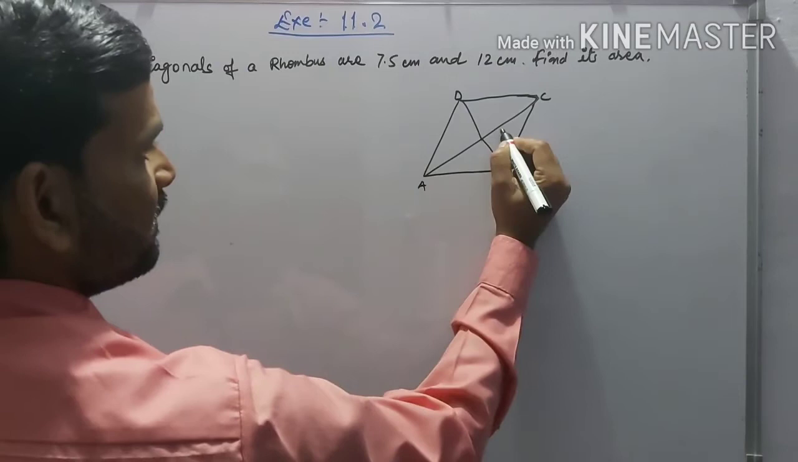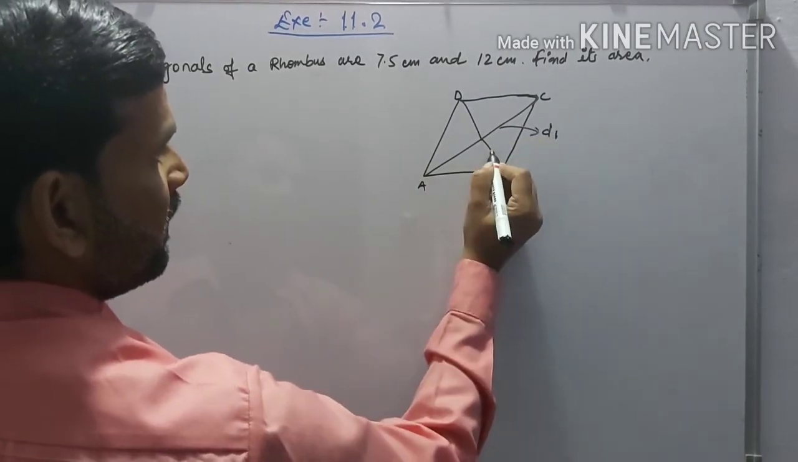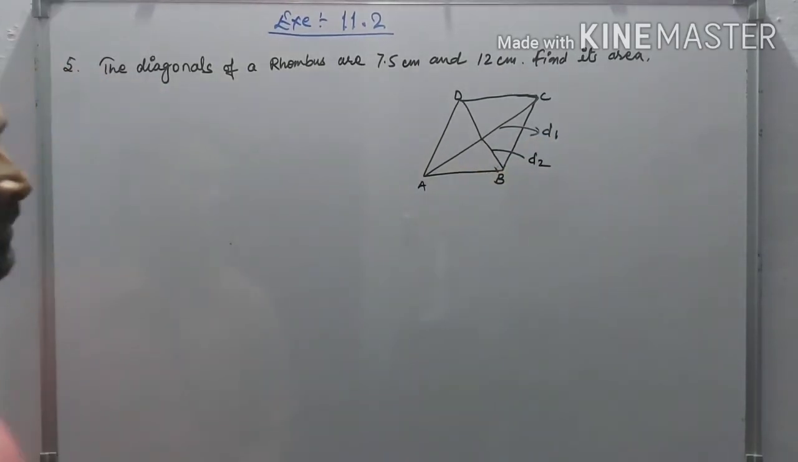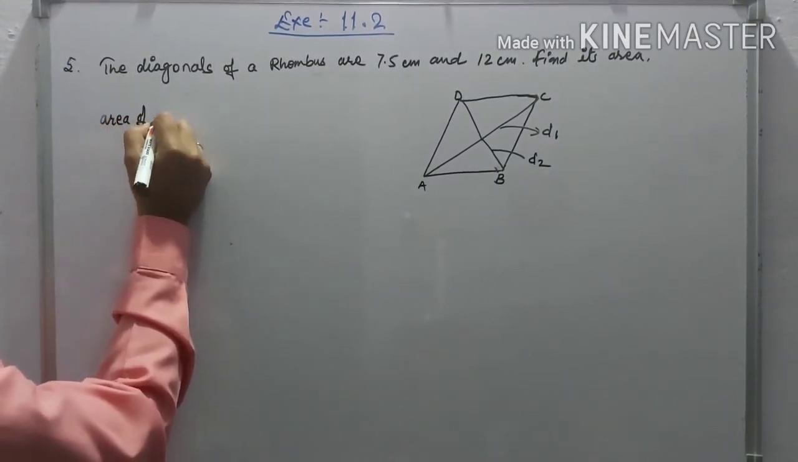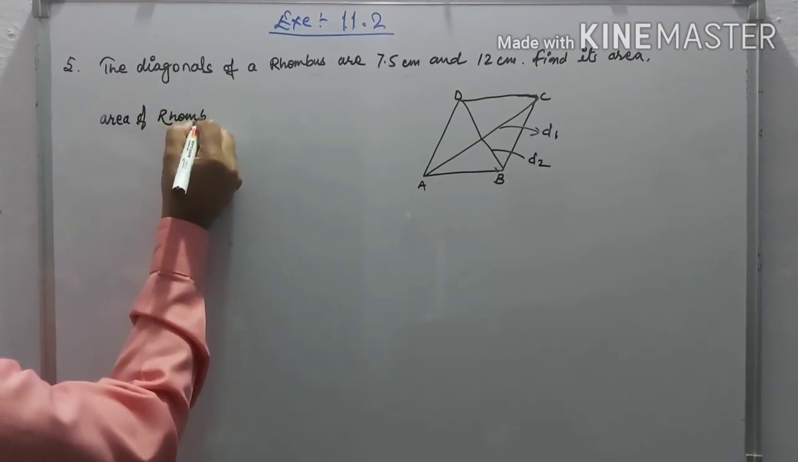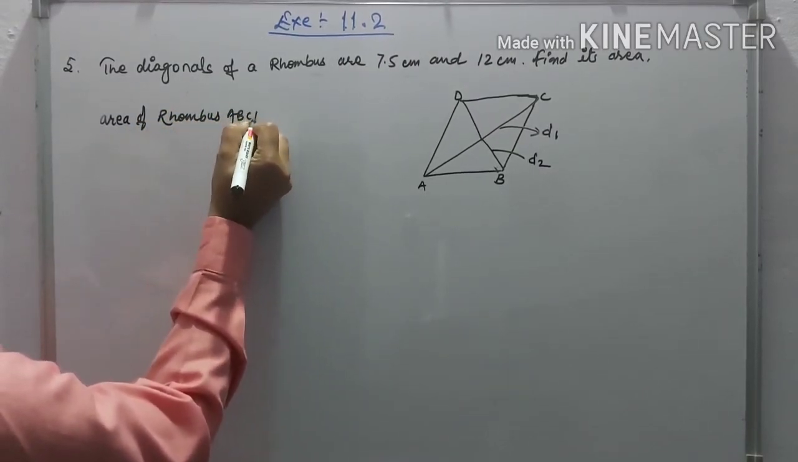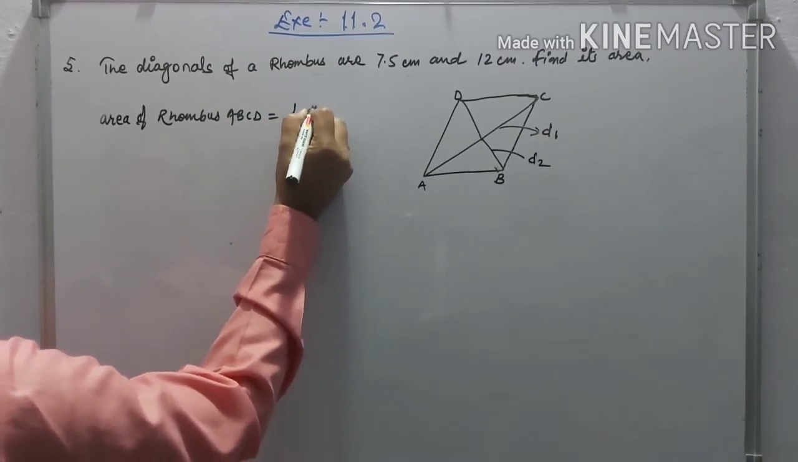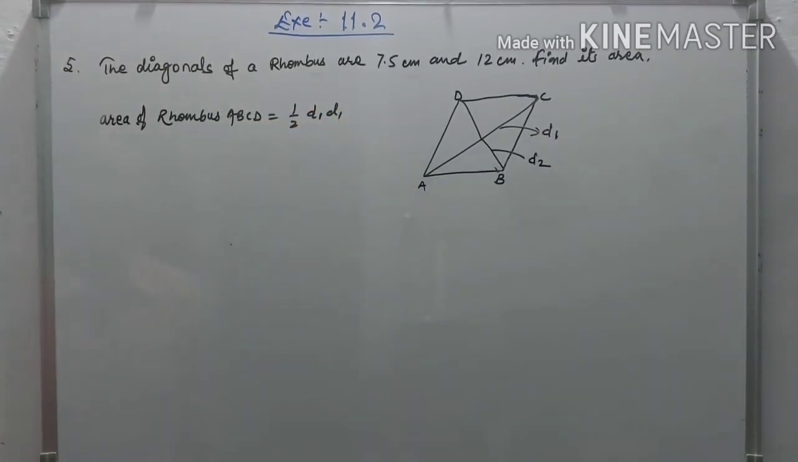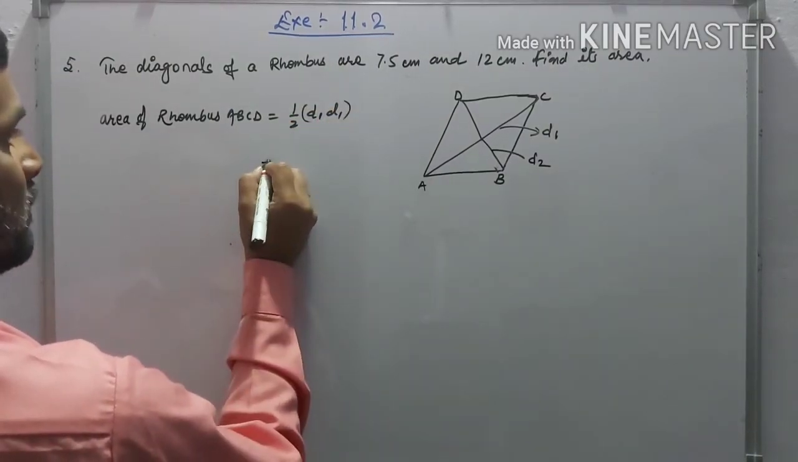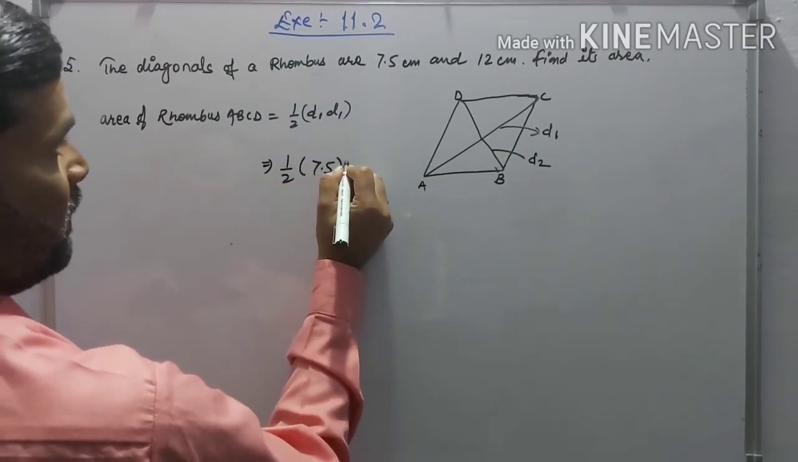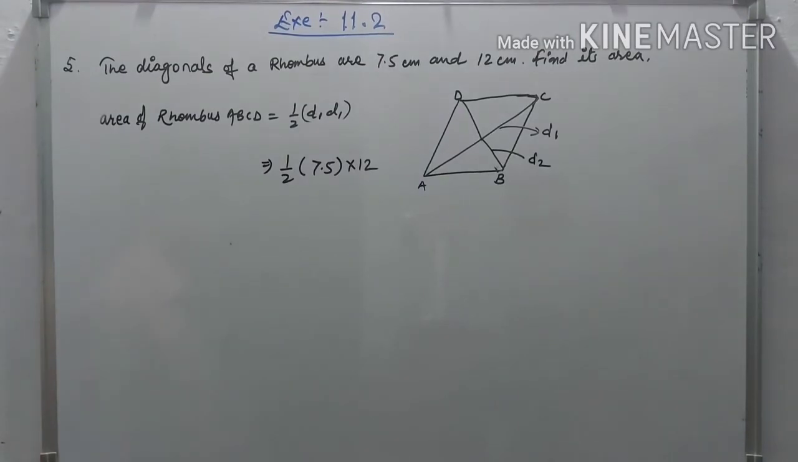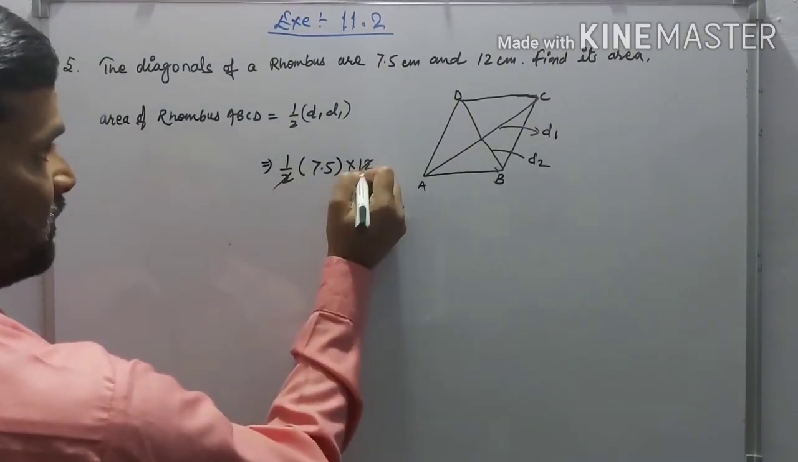So this is the first diagonal, we will call D1, and the second diagonal is called D2. Okay, now the area of rhombus ABCD is equal to 1 upon 2, the simple formula is 1 upon 2 multiply its diagonals. Okay, now put the values: 1 upon 2 into 7.5 into 12, that is 2 6s, 6.